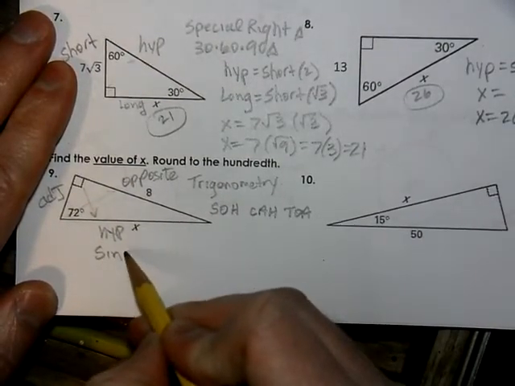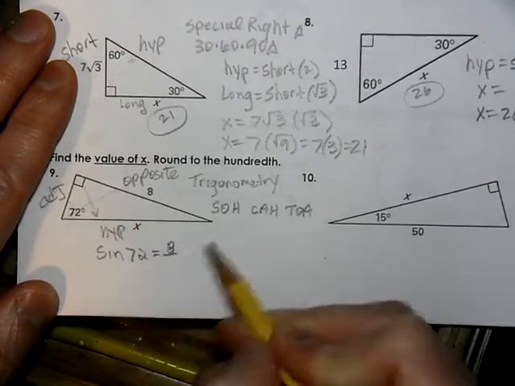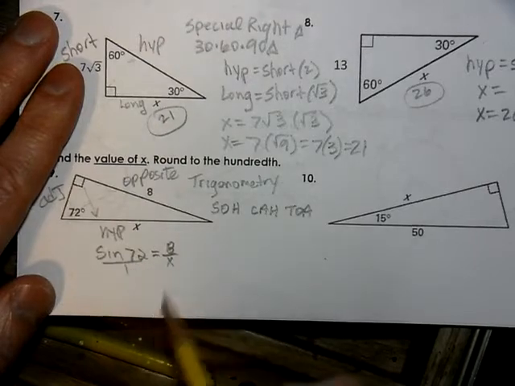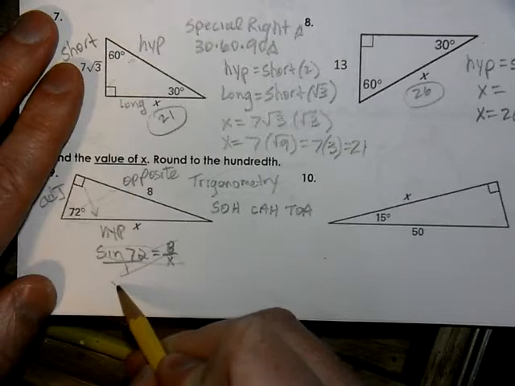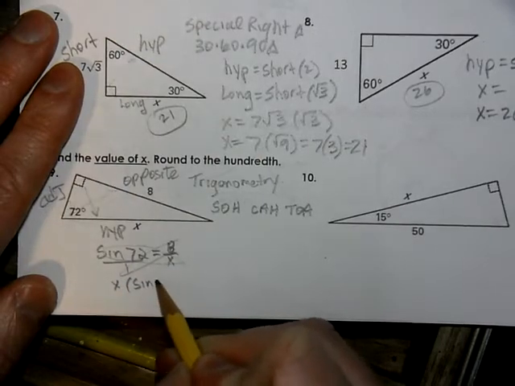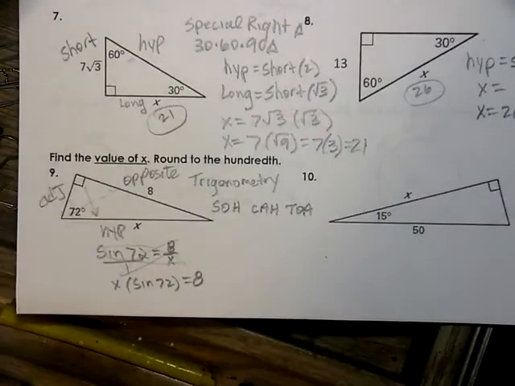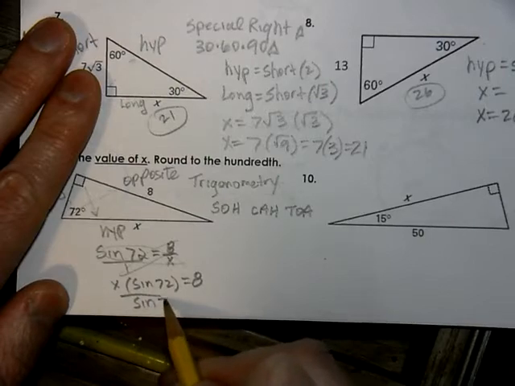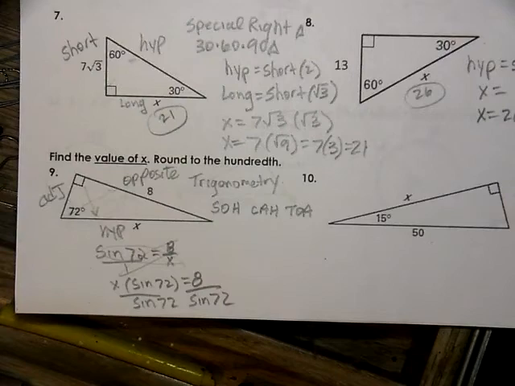So sine of our angle equals the opposite side over the hypotenuse. We place this over 1 and we cross multiply. That gets us x times the sine of 72 equals 8. Then we'll divide by the sine of 72. Okay, we need to be sure we're in degree mode.